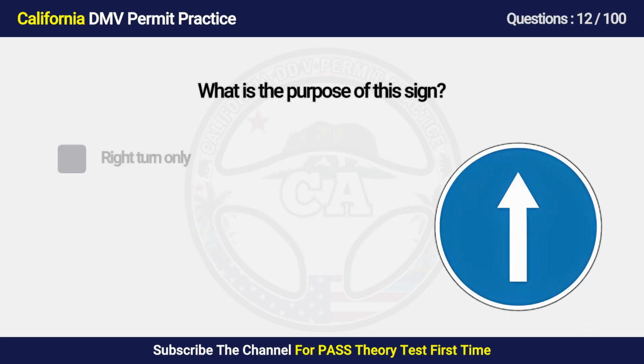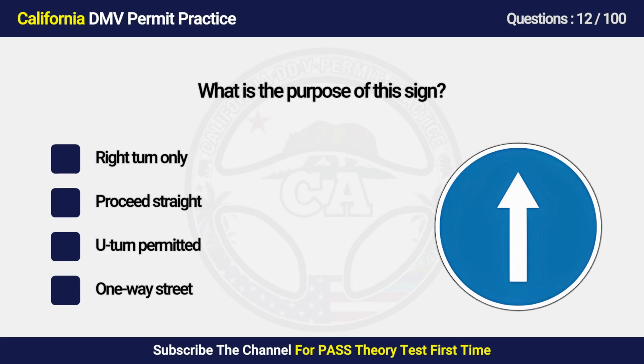Question 12. What is the purpose of this sign? A. Right turn only. B. Proceed straight. C. U-turn permitted. D. One-way street.